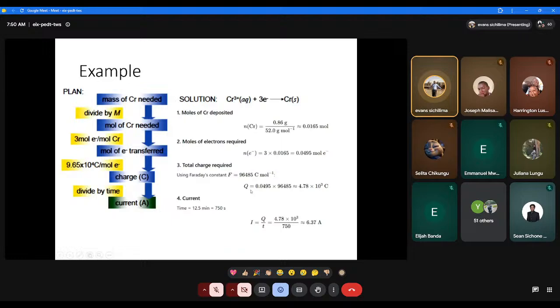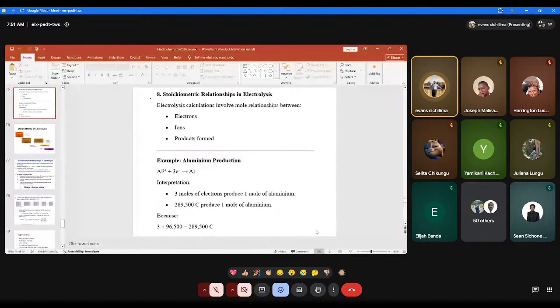So when you multiply the two, you get the coulombs. This is your charge. Okay. Now we know that charge Q is equal to IT, current times time. So what you're looking for is the current. So you make current the subject of the formula, and what you have is Q over T. So we're told that it was 12.5 minutes. So you convert that to seconds by multiplying by 60. So this is what you get, and you get to the bottom of the current that was used.